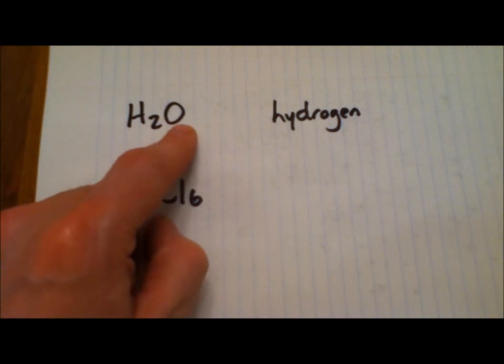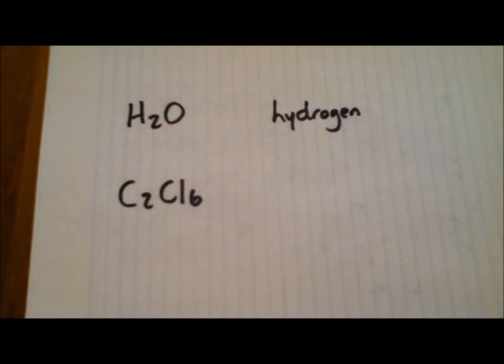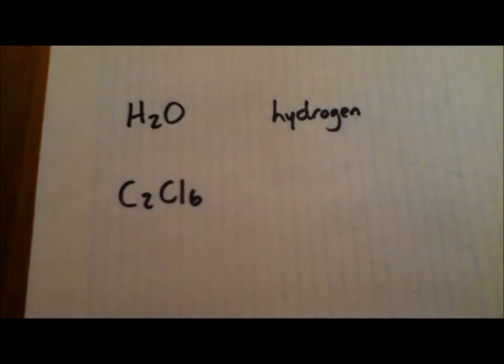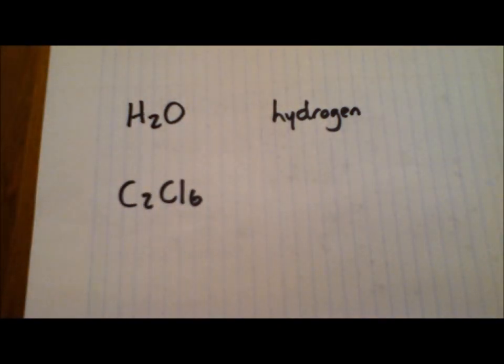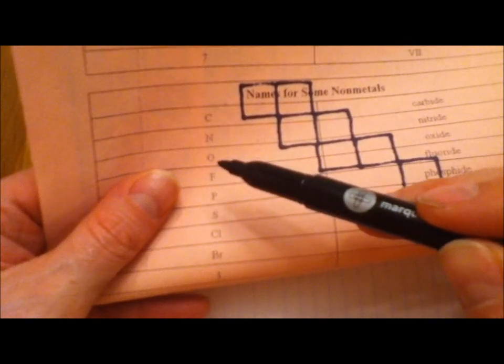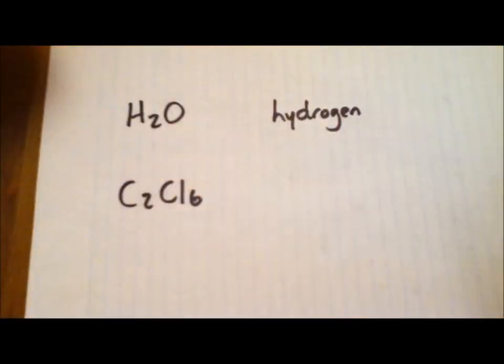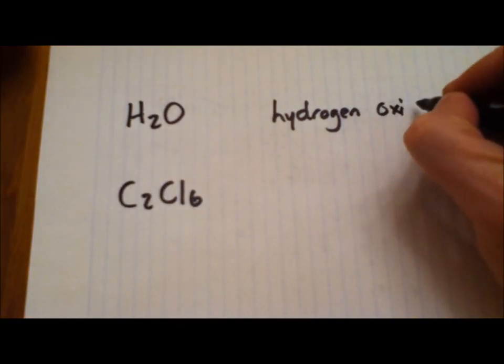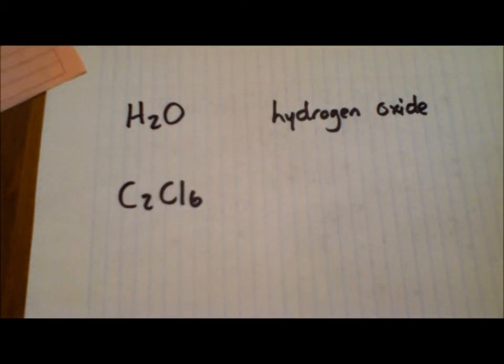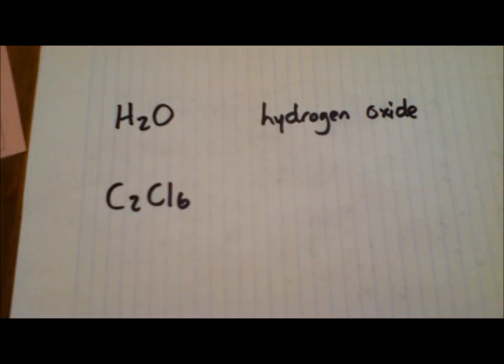Then we've got oxygen. Now remember, the second name always ends in IDE. So what's oxygen when we change the name so it ends in IDE? So look at the back of your periodic table. You got oxygen, that's oxide. So we write oxide.